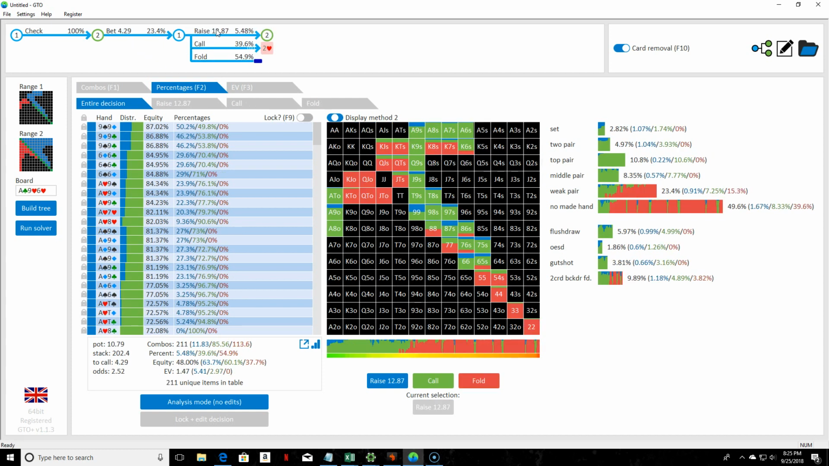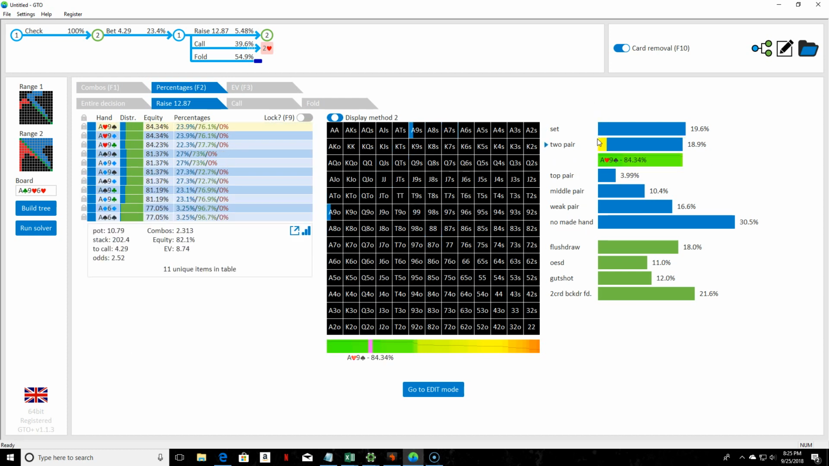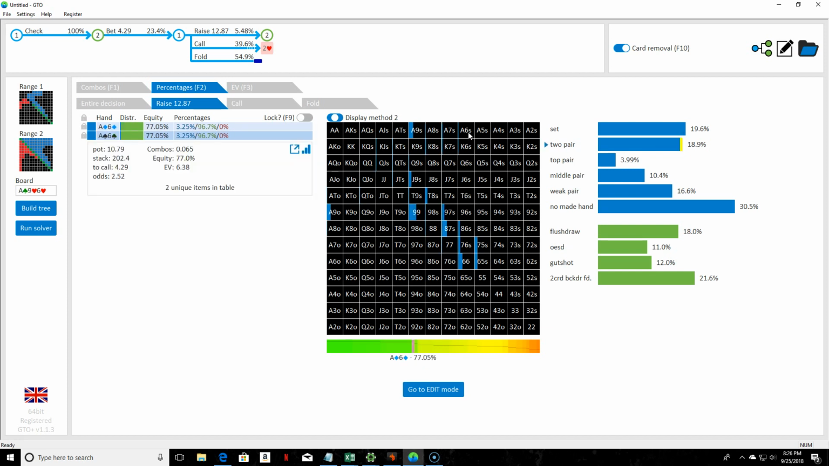and our opponent raises. So let's just take a look specifically at what kind of hands our opponent is raising with here, since that's what they did. They would be raising with hands like sets, two pairs here, so their ace-9s. Some of their ace-6s too. I guess they probably only have a couple combos of ace-6.